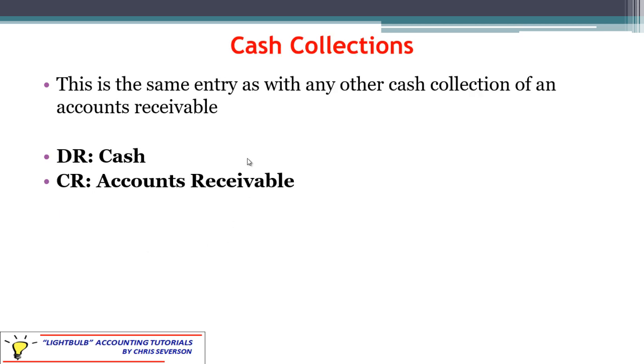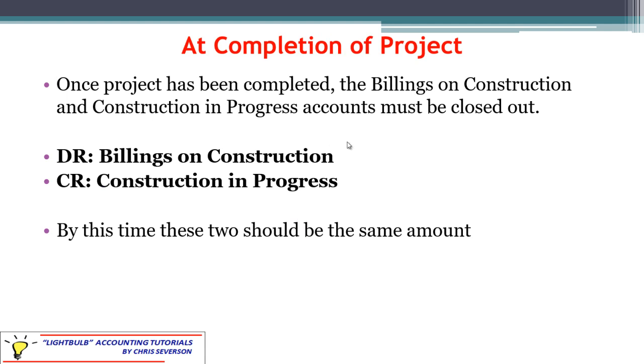Cash collections are straightforward. It's a debit to cash, credit to accounts receivable. Nothing tricky there. And then after all is said and done, once the entire project is completed, we have to close out the billings on construction with the construction in progress. By this time, the two should be the same amount if we're at the end of the project. So in that case, we'll debit the billings on construction, credit the construction in progress, and we'll be good to go.